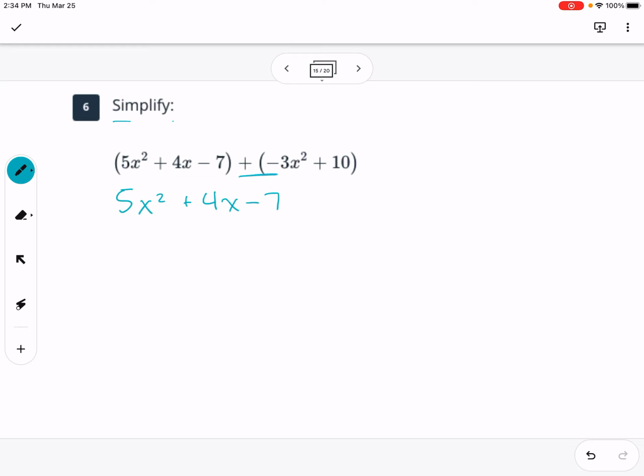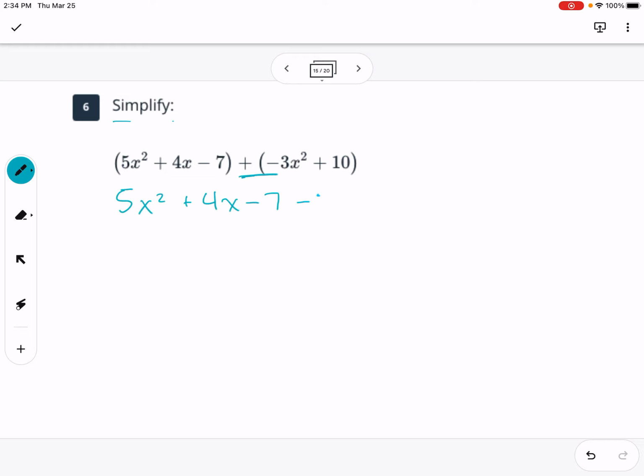Now notice here, this becomes plus, this is plus negative 3x squared. That's minus 3x squared, right? Plus and negative is the same as minus. So what I did is I rewrote the terms without the parentheses, just so they're kind of out of my way. Okay, now I'm looking for like terms.